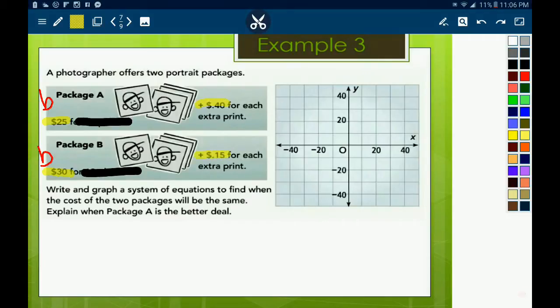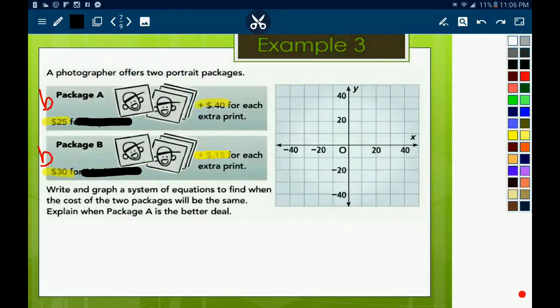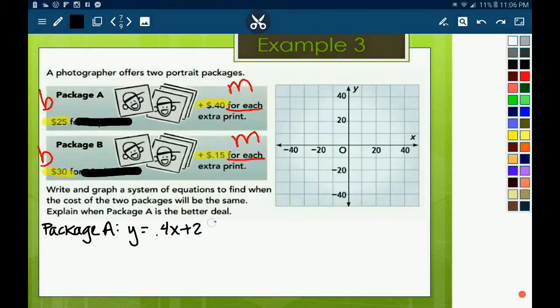I know it has to be the slope, particularly because of the wording. It says per, or for every, for each. That indicates that it's a slope. So I'm ready to actually construct my system based on this real-life example. The first package, package A, the equation that represents package A would be y equals 0.40, or I'm just going to write 0.4x plus 25.